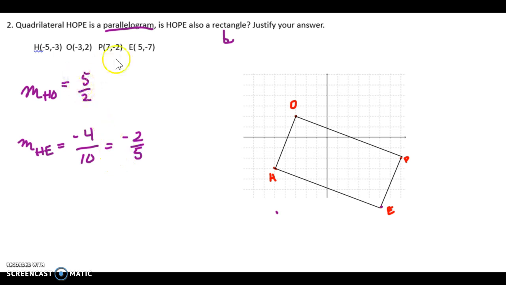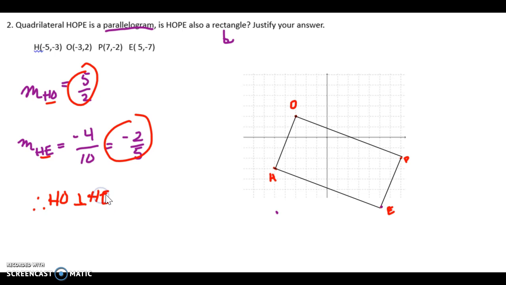And so when you compare these two slopes, I'm looking at this slope and this slope, I see that they are negative reciprocals of each other. And so you're going to write a little conclusion, and your first conclusion is going to be what this tells me about lines HO and HE. So the 3 little dots mean therefore HO is perpendicular to HE because they have negative reciprocal slopes.